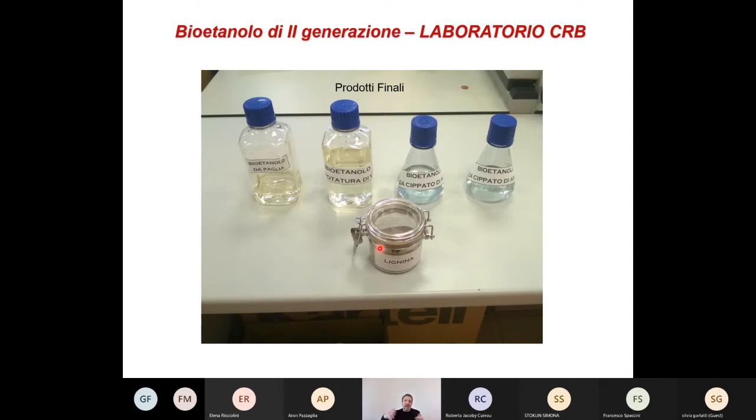So there are not any dangerous problems. Of course, the problems will be for the good pathway results, because if you use very high treatment severity, you can obtain some inhibitors that block the reaction. So the problems are if you want to obtain a good pathway and reach good efficiencies, but there isn't any problem of explosion danger or chemical release in the atmosphere and so on.